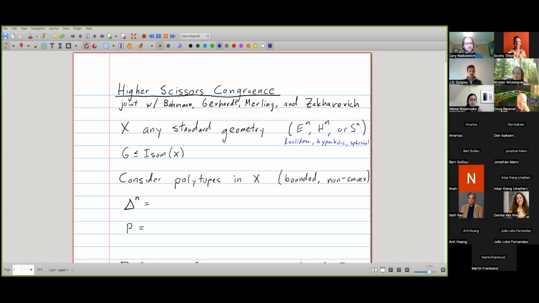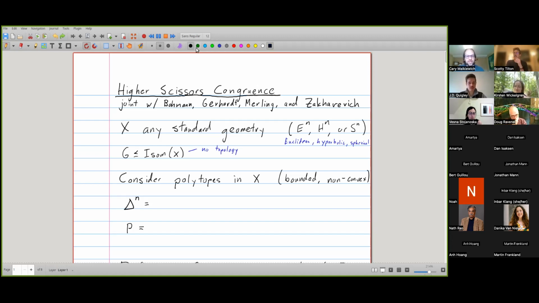So each of these geometries has an isometry group. That's usually a Lie group, but throughout this talk, I'm going to think of it as a discrete group. So this group has no topology on it. And I'm going to fix some subgroup G of that group. So again, this is going to be some discrete group G acting on X through isometries.